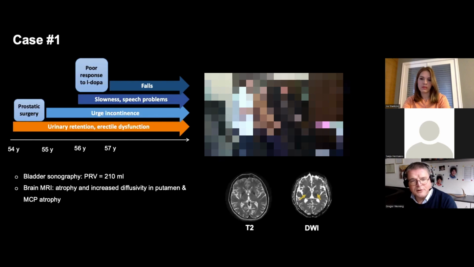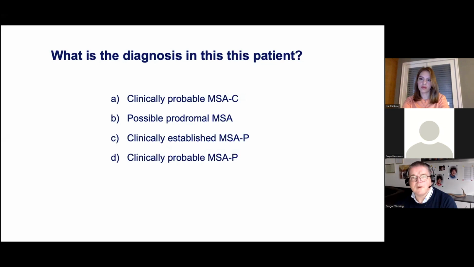Bladder sonography showed an increased post-void residual volume of 210, and MRI showed a rim sign here bilaterally, and also increased diffusivity in the putamen posteriorly. Well, this should have been now a kind of exercise for you, but I already gave the diagnosis. I think we can skip this.